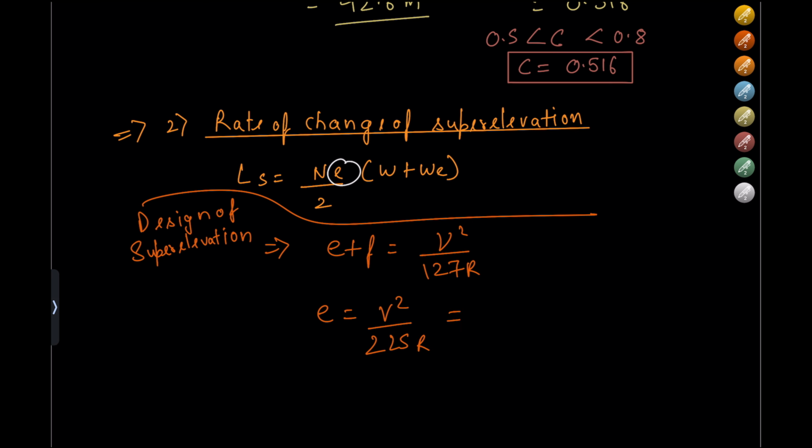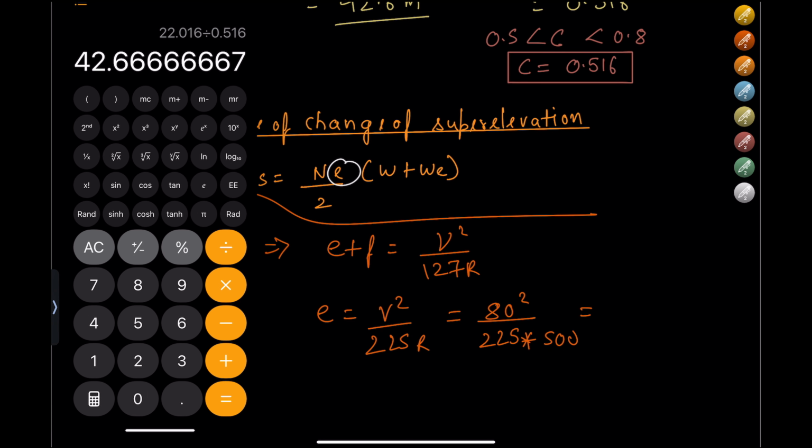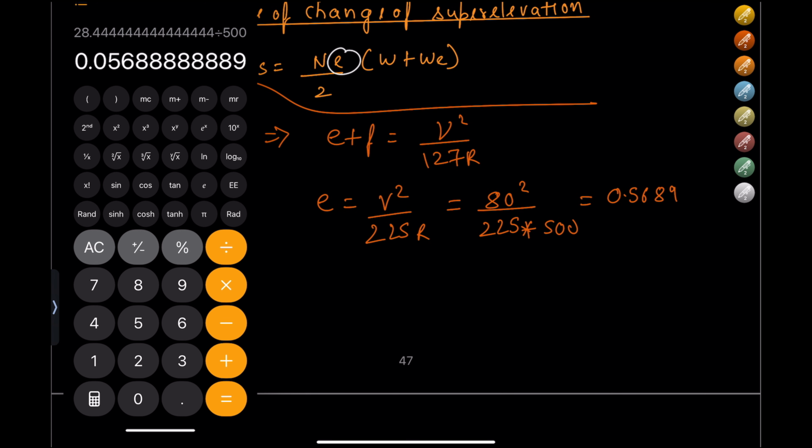If the value is designed for 75% of the traffic, since the design of the super elevation has to be done for 75% of the traffic, this formula will be used, and V is equal to 80, so V square upon 225 multiplied by 500. So E is equal to 0.5689. This would be in percentage, right?